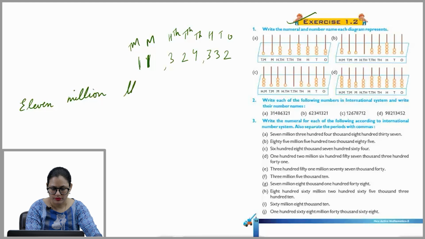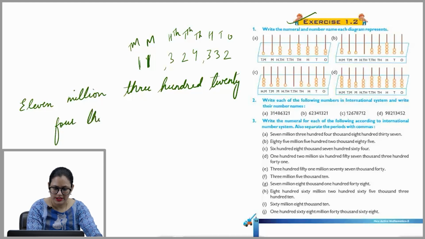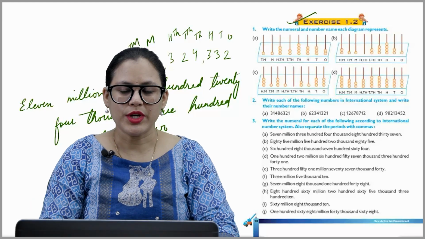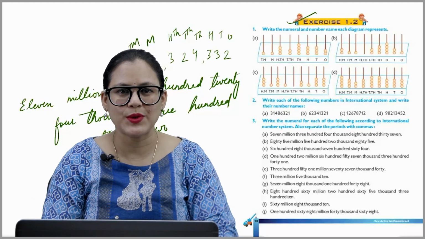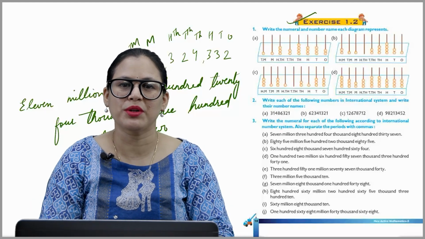324,000, and now we have in one period 332. Okay students, now similarly you will do the other parts also and you will practice the remaining questions.